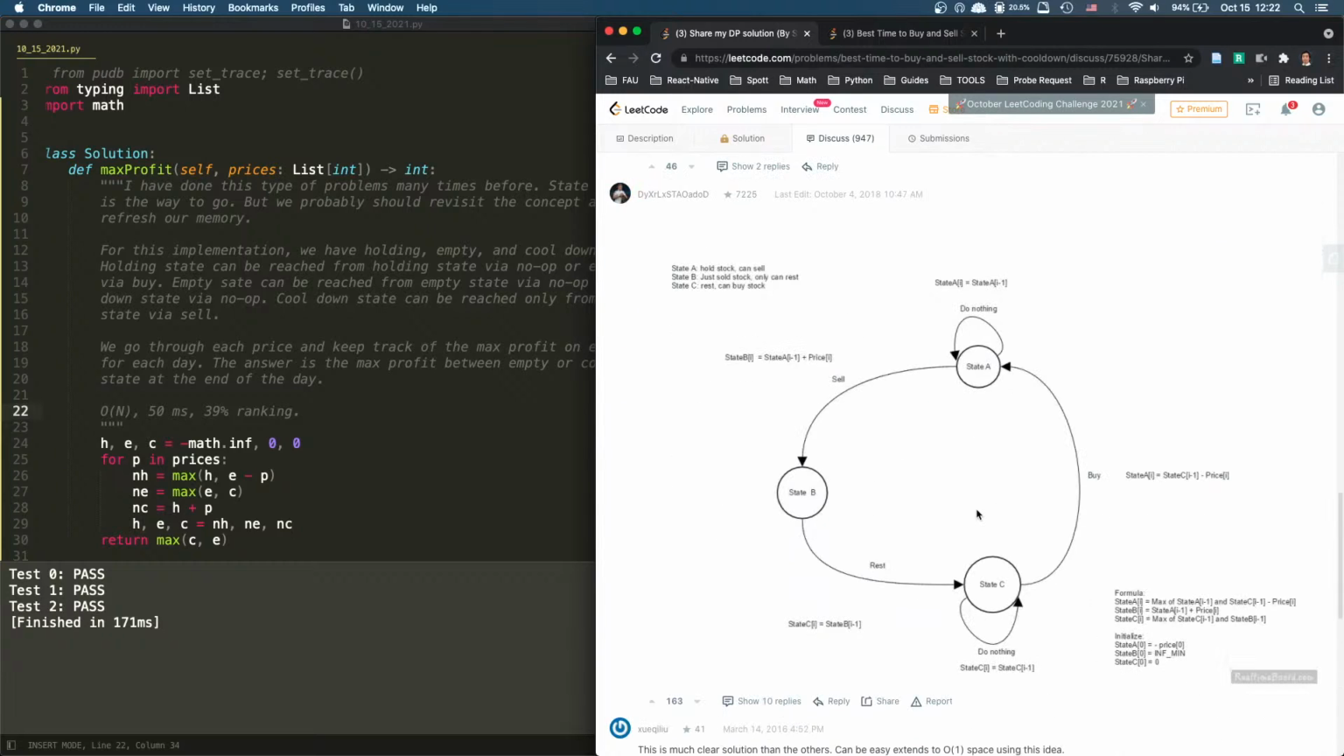Yeah, I think I read this. Yeah, I remember this one. They initialize the holding state to minus price, and the other to 0. The holding state initial is minus, why? I don't understand why the holding state initial is minus this. And then this one is negative infinity. I set this one to negative infinity.